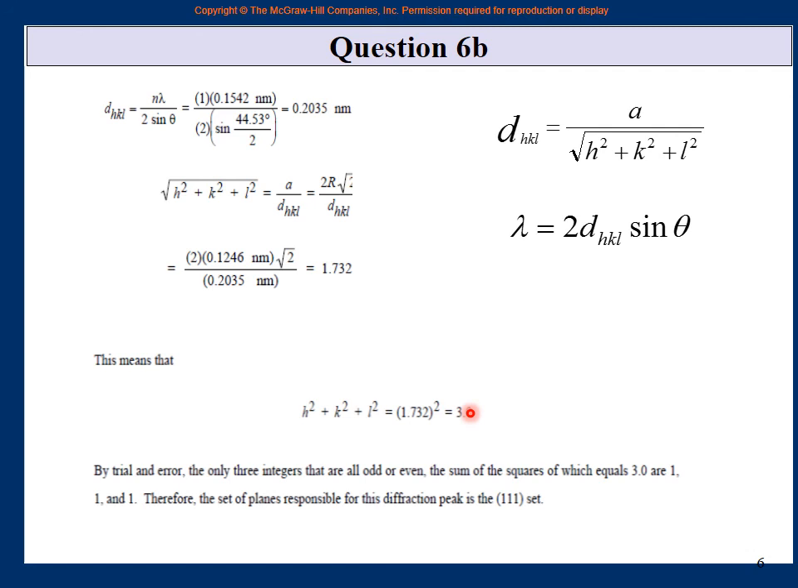And because nickel is FCC, it is given. And for FCC, either all are odd or all are even. So all even, you start with the lowest number, 0, 0, 0: 0 plus 0 plus 0, no. 1 squared plus 1 squared plus 1 squared is 3. So the plane is 1, 1, 1. So this is the answer.